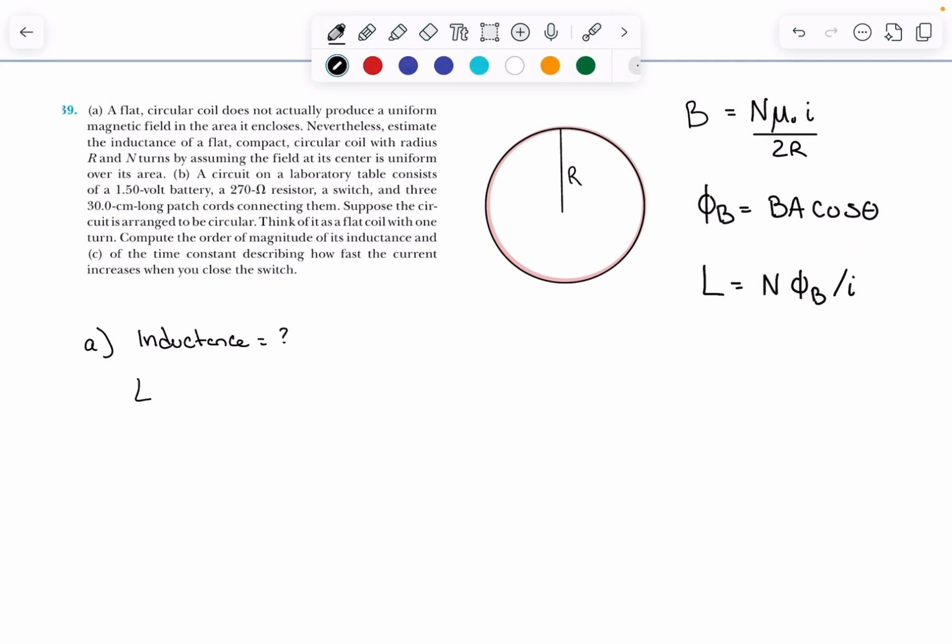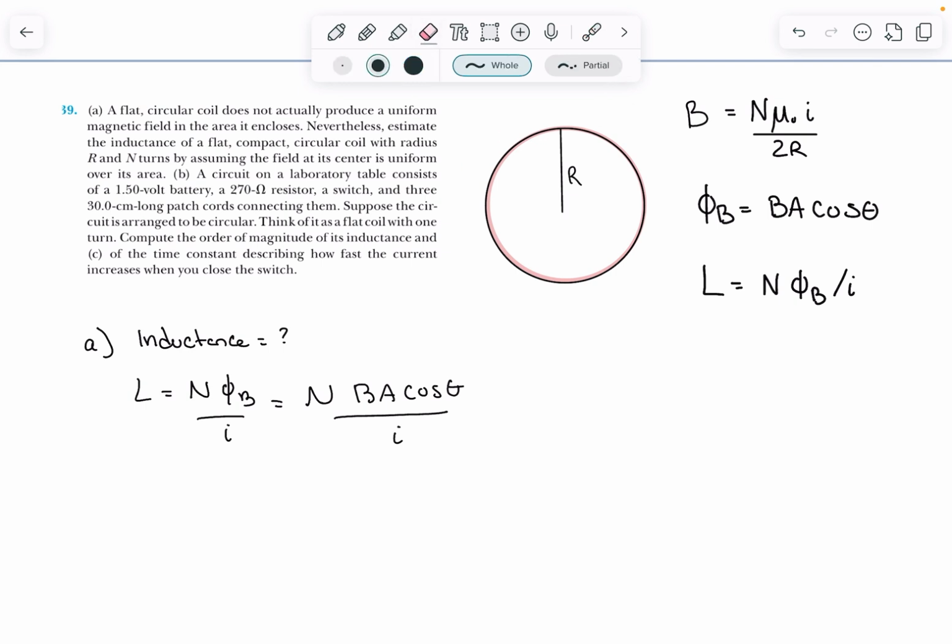So we have L is equal to N phi B over I, where phi B is B A cosine of theta over I, where theta is the angle between B and A, where A is an area vector. We're going to assume that our magnetic field's either going straight into the page or straight out of the page, which is the same direction as our area vector. So that means we can get rid of this cosine of theta.